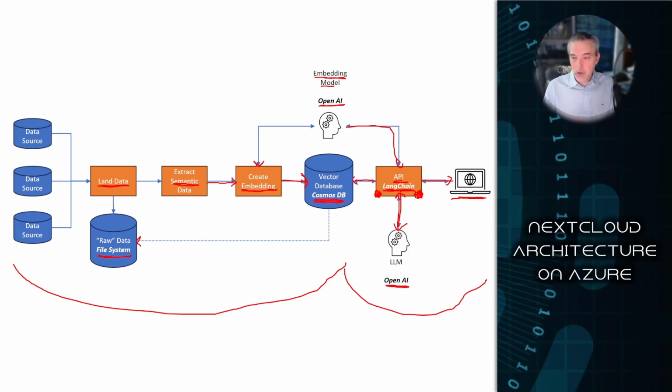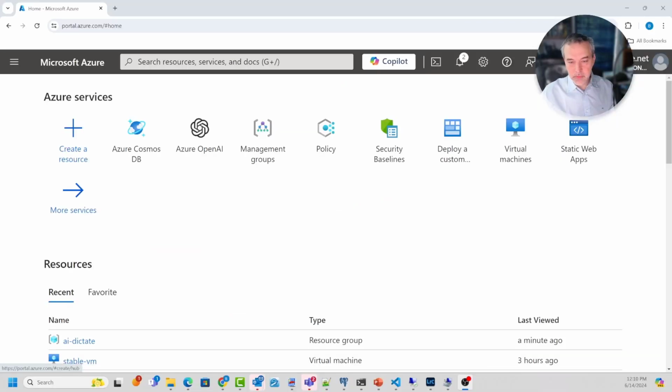But in any case, let's go look at how to create some of these resources on Azure, specifically Cosmos DB, and then we'll look at my deployments on OpenAI, and then we'll go to the code and see how we glue all that together using LangChain, and then I'll demo the app. So I'm here in the Azure portal, and I already have a resource group created.